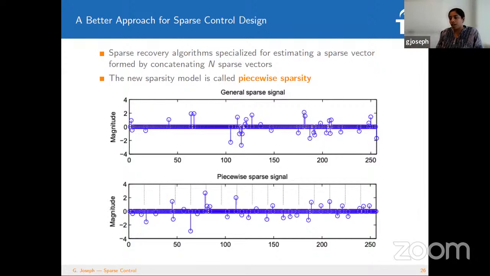So we need specialized algorithms to solve these, and there are a few algorithms in the literature that solve this problem. One was called piecewise OMP, or piecewise orthogonal matching pursuit, but there aren't many algorithms that solve this kind of sparse structure.